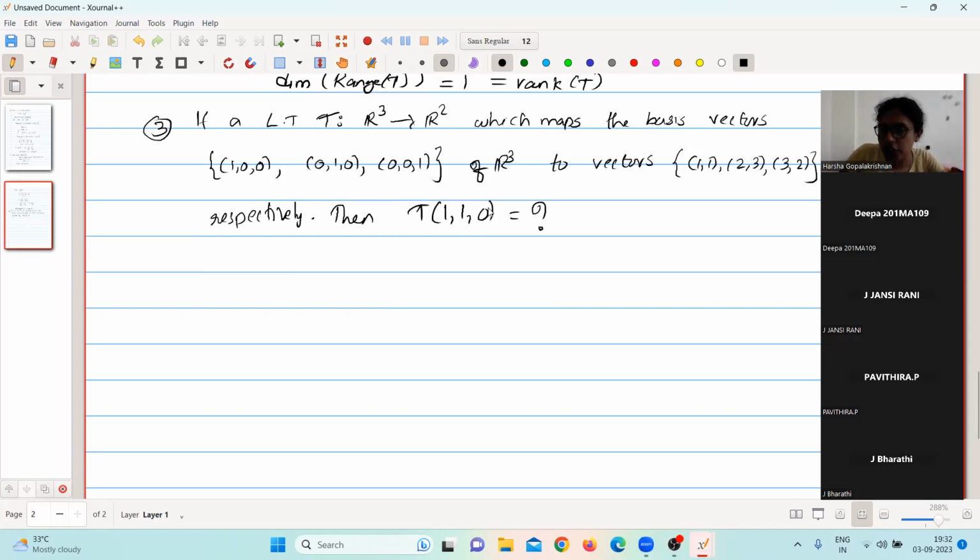First of all, we know the value of T at these 3 points: T of (1,0,0), T of (0,1,0), T of (0,0,1). These values are given. So the only thing we know is the value of T at these 3 vectors. We should use that here. We need to find the value of T at (1,1,0), so we should write (1,1,0) in terms of these 3 elements and find the value of T. Is that clear?